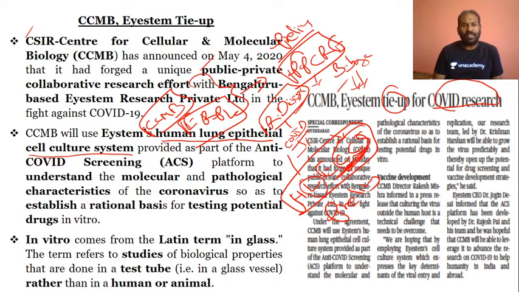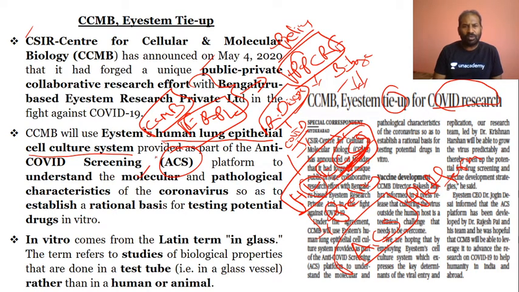And then it is provided as an anti-COVID screening platform. So this is ACS, the anti-COVID screening platform. CCMB plus ERPL, that is a public-private collaborative research effort, are both going ahead using the human lung epithelial cell culture system, and that is nothing but anti-COVID screening. That is called the anti-COVID screening platform. Why am I saying all this? In the prelims they could ask which among the following statements are incorrect. So this is in regards to the ACS, the anti-COVID screening platform.